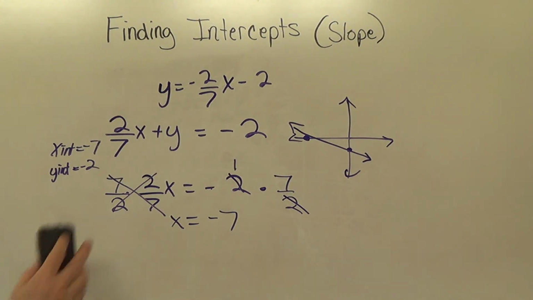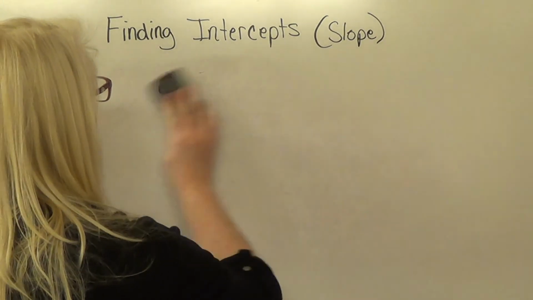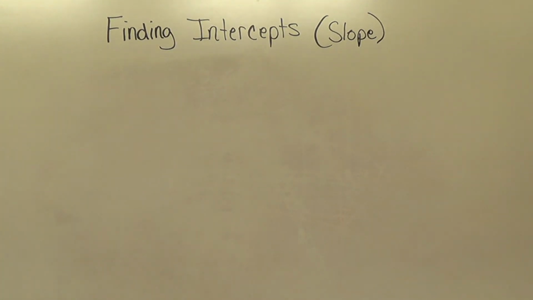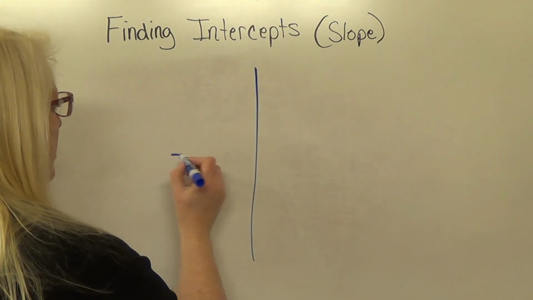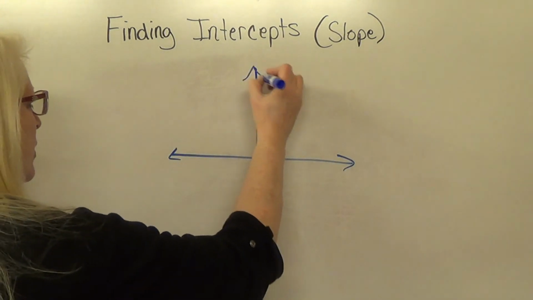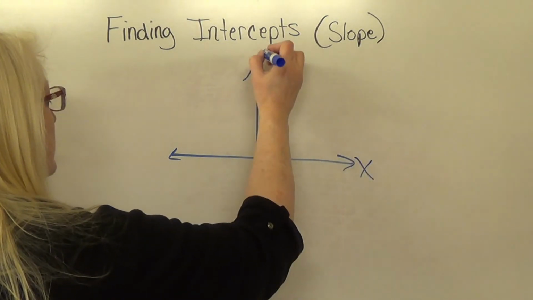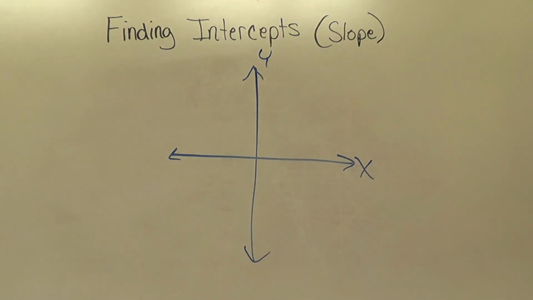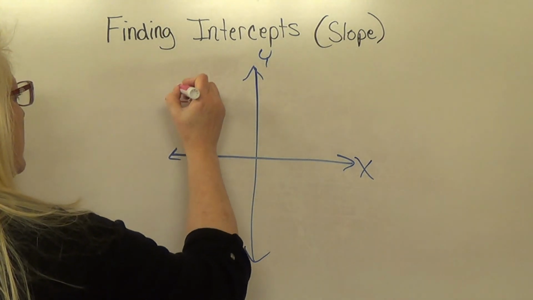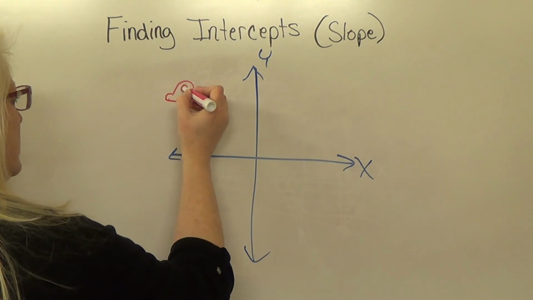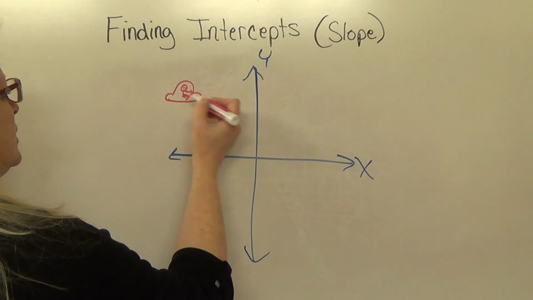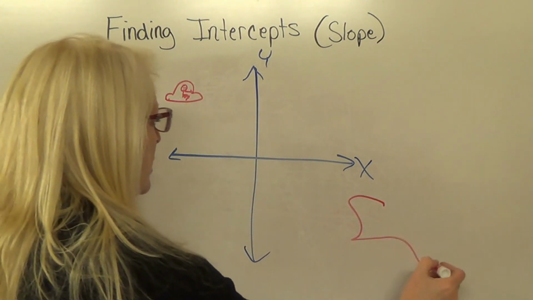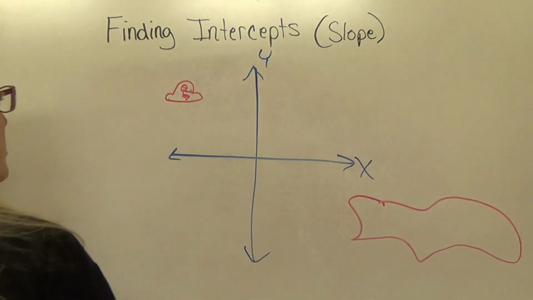Alright, the last thing I told you I was going to show you was, what do intercepts mean? Alright, so let's say that you have your coordinate graph, and here's your x-axis and your y-axis. And you have an alien that is flying, a flying saucer, and he's driving it. Okay, and he's trying to get to the mothership over here. Okay, so here's the alien mothership.